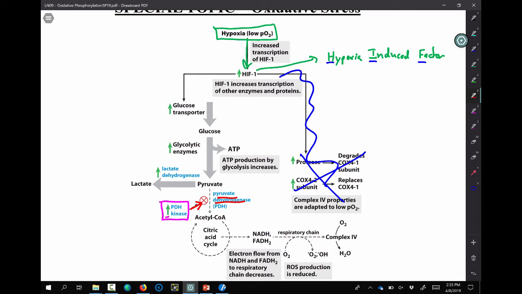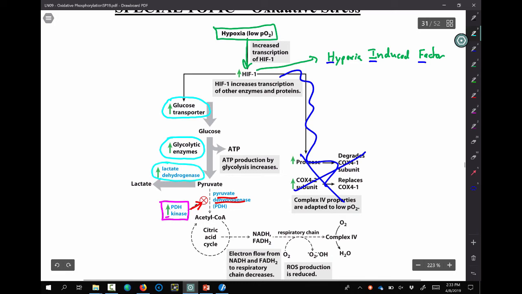Interestingly, just simply reduced materials going into the citric acid cycle. Now, that's really the connection to oxidative stress. Let me go ahead, though, and mention some of these other things that you'll notice. HIF also leads to increased expression of glucose transporters, many of the glycolytic enzymes, and lactate dehydrogenase.